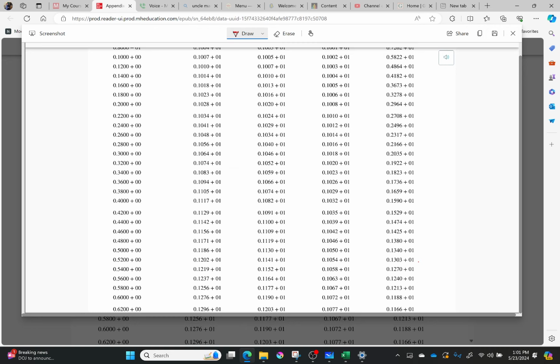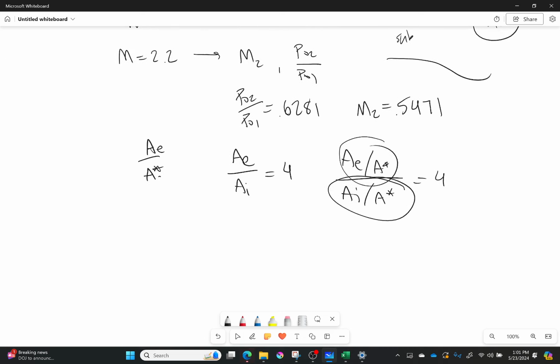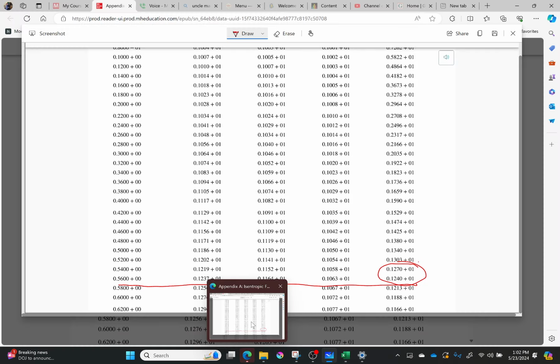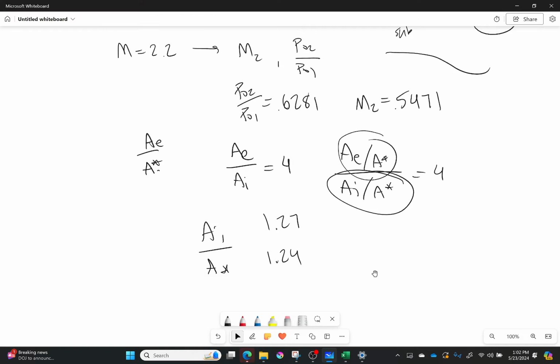Okay, so I'll need, goodness, make sure I pick the right values. Yeah, I'm going to need these two values, so 1.27 and 1.24. Okay, let's find out what A over A star is. So AI over A star is between 1.27 and 1.24. Did I put that in the right order? I did, nice. That's for a Mach number of 0.54 and a Mach number of 0.56.